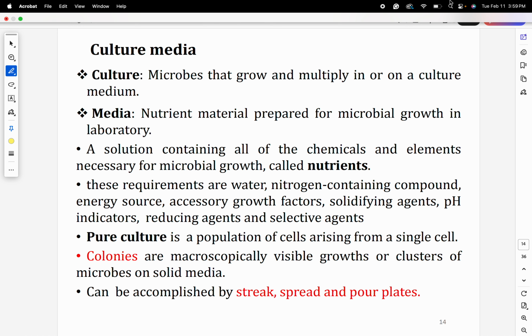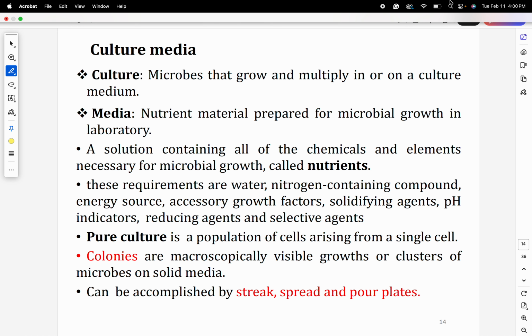And these culture media are combinations of multiple things: water, nitrogen containing compounds, energy sources such as carbohydrates, and accessory growth factors. For those that require iron as a cofactor, you must add some source of iron like blood, for the case of blood agar. Then solidifying agents, agar. We may also have pH indicators to assess how the organisms react with the media, if they make the culture environment or the medium acidic or basic.